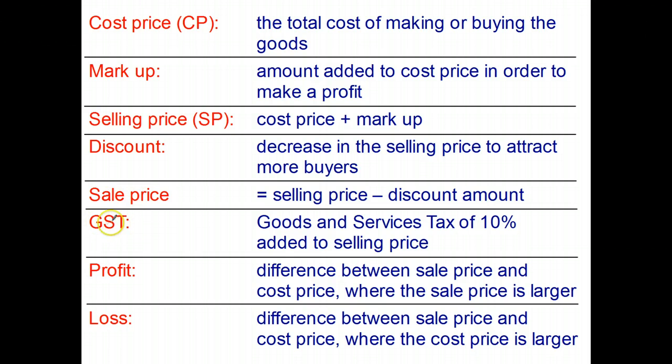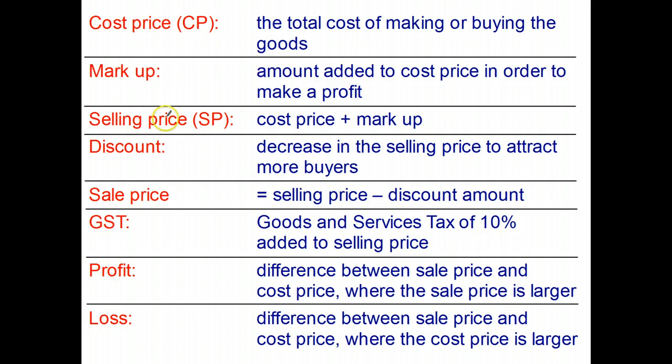Now, another factor in Australia is what's called the Goods and Services Tax, or GST. So after the retailer has worked out what his selling price is going to be, he then has to add an additional 10% onto that, which effectively is a government tax.